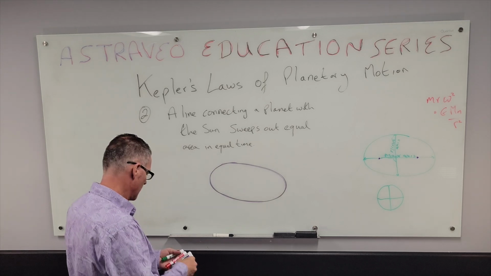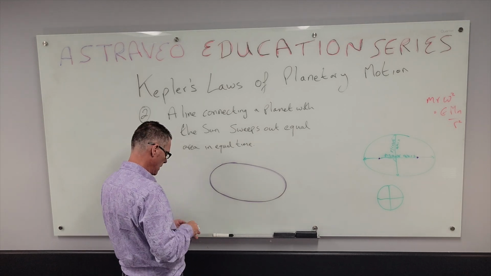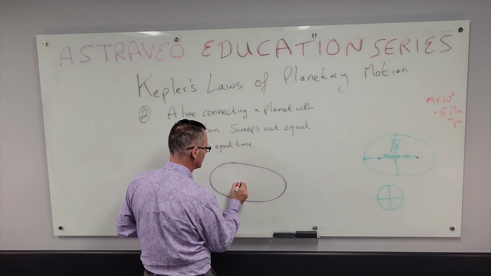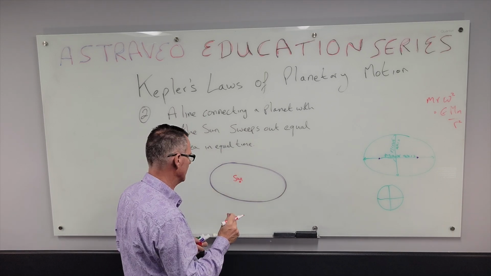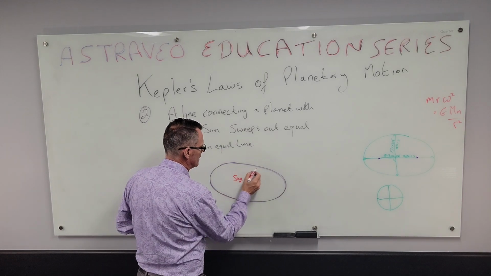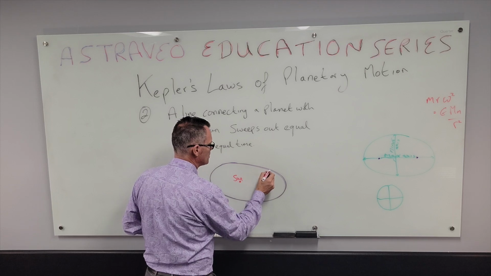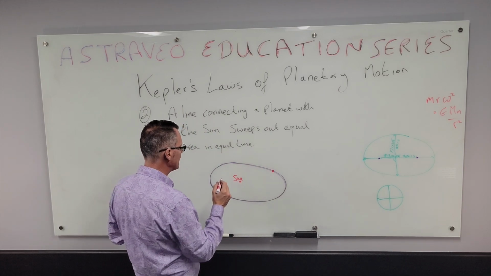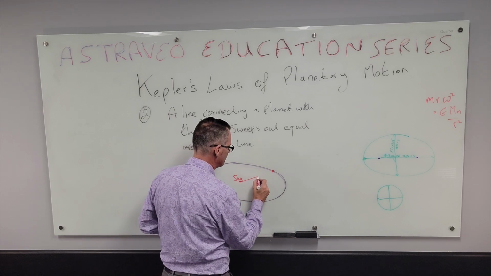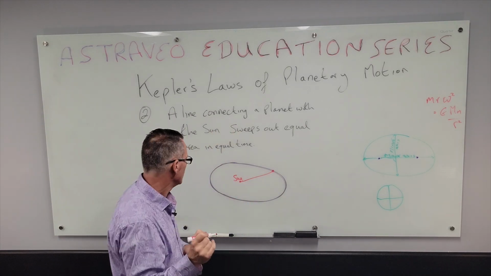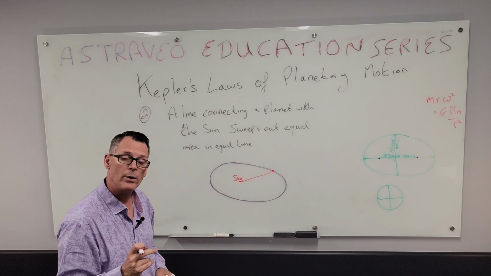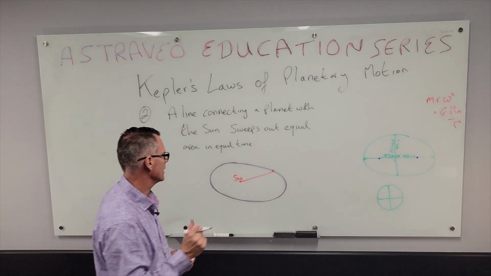Super cool. Okay, so let's give ourselves the sun. And I'm going to put the sun just a little bit closer to the very center of the ellipse. Now again, let's say we have a planet. I'm just going to put the planet here. So an imaginary line connecting the planet with the sun. There it is, squeaky pen. That imaginary line is going to sweep out equal areas in equal time.